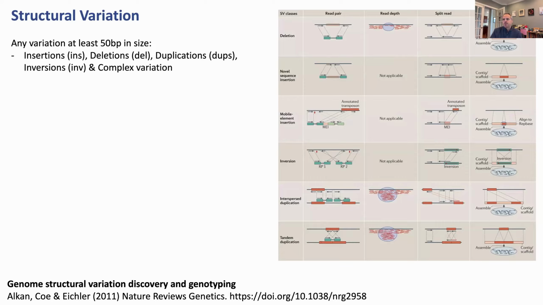So this comes in many different forms. These can be insertions, deletions, duplications, inversions, and combinations thereof, where we get these sort of complex variation types. I should comment, this is not a new idea.